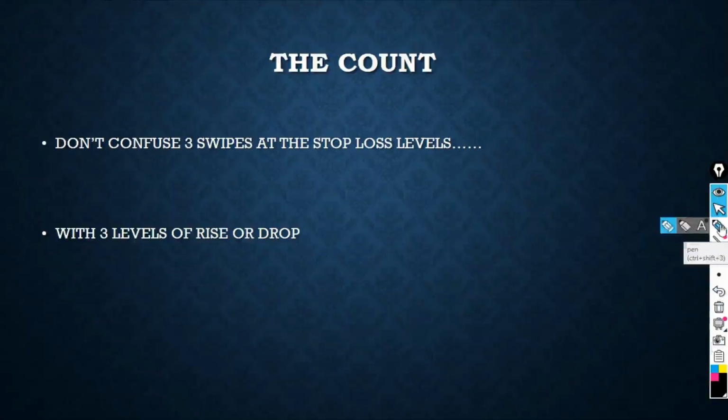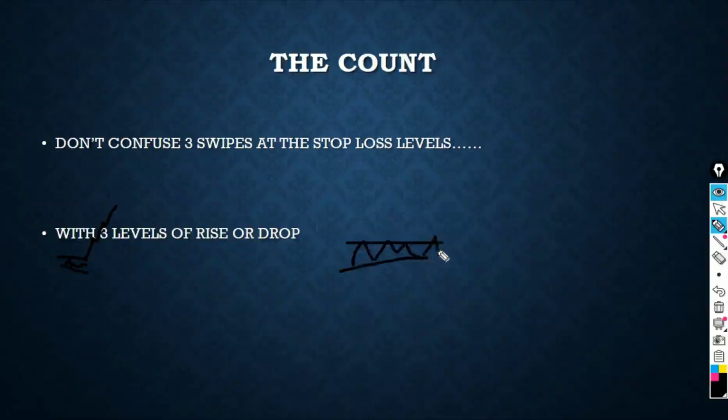Sometimes you see that from the consolidation box. Okay, what will happen at the 3 swipes? There will be small moves, 1, 2, 3. Okay, if it's straight away, it will be something like this: consolidation. The 3 moves which I'm talking about, the 3 levels of drop or rise, will be 1, 2, 3. This will be big gigantic moves. Okay, something like this. 1 2 3. They will be big moves.